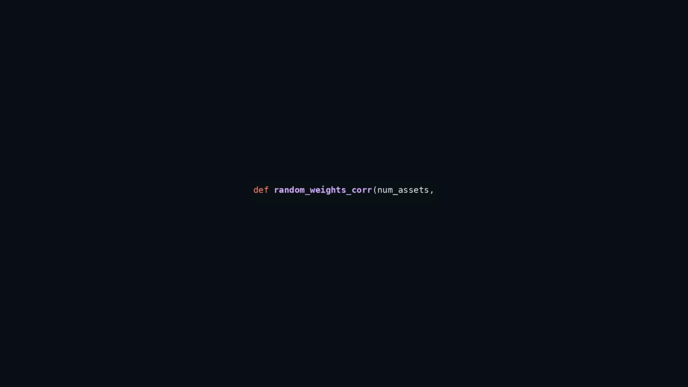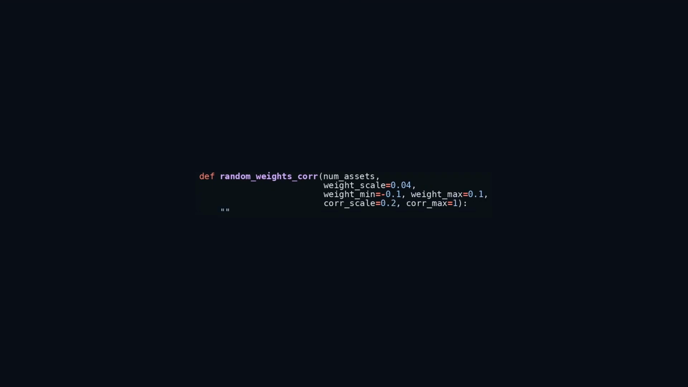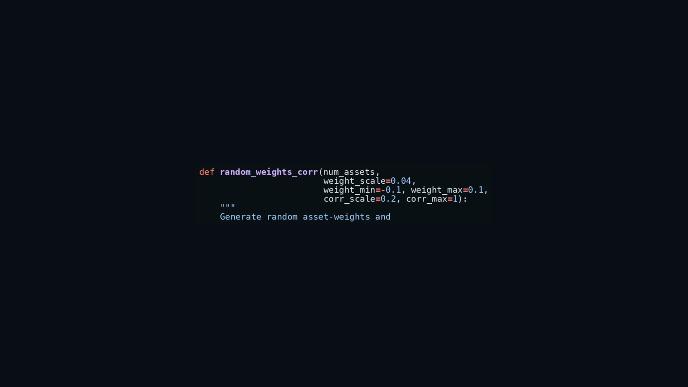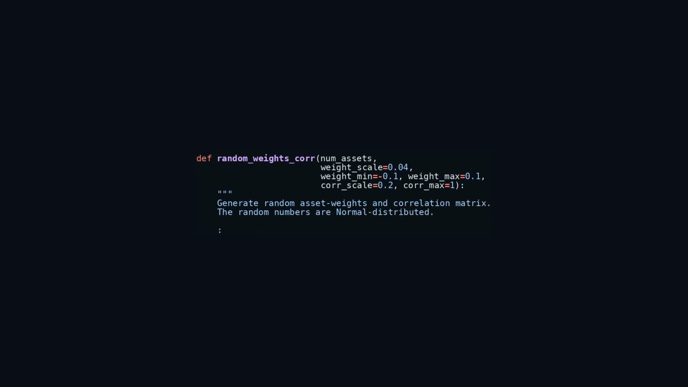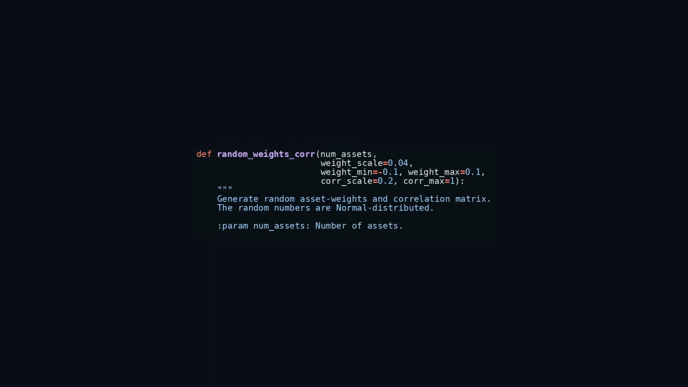This random weight sort function is designed to generate random weights for a specified number of assets and create a corresponding correlation matrix for these assets. This function allows customization of various parameters, including weight scale, minimum and maximum weight values, and the scale and maximum absolute value for the correlation coefficients.